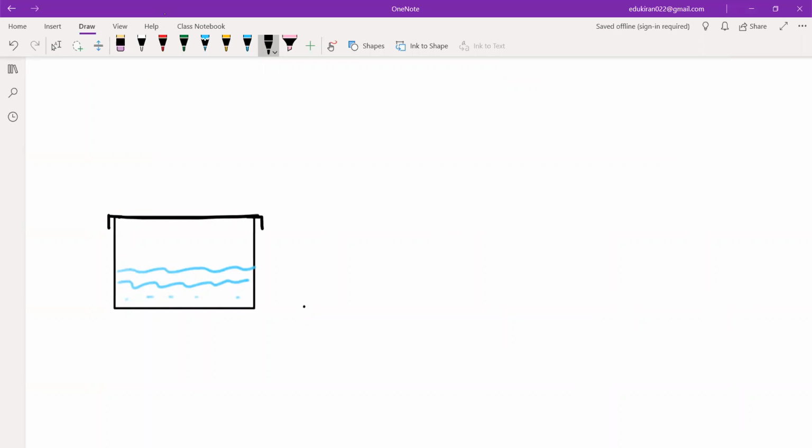You keep this overnight as it is. And in the morning, if you look at the lid, then you will find some water droplets on the lid. Is that right? Yes or no? Yes, all of you have seen this, right? But initially there were no droplets of water on the lid. Correct? Initially it was not there.